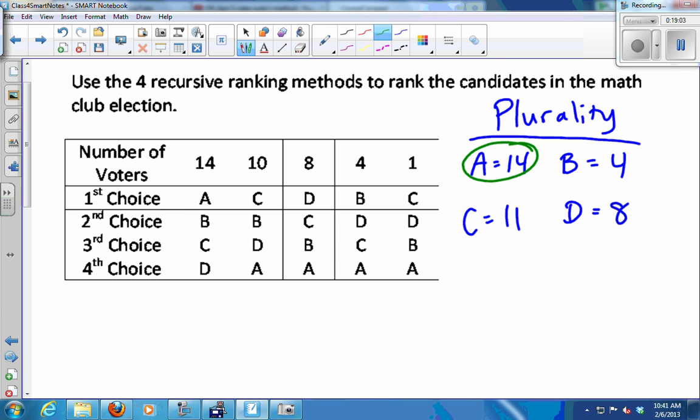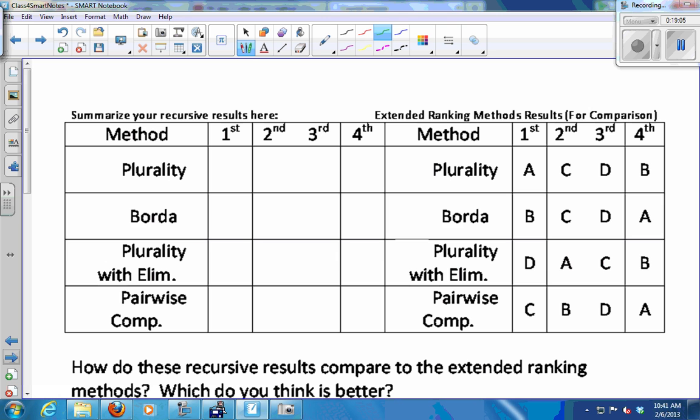So again, I gave you a little chart. These are just the extended ranking methods that we already did. We're going to put the recursive methods here. I now know A comes in first. I just did the method. A came in first.